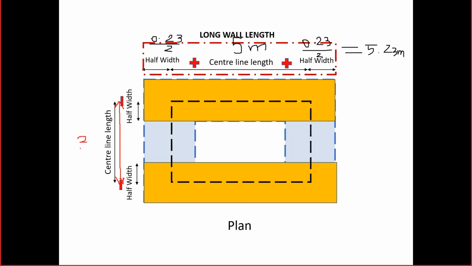Let us assume the center line length of the short wall is 3 meters, minus 0.23 by 2. Why I am considering 0.23 by 2 is because the width of the wall is 230 millimeter or 0.23 meter. This is the total width and this is the half width, 0.23 by 2. And again here also 0.23 by 2. So what do I get? 2.77 meter is the length, which is nothing but this clear distance.